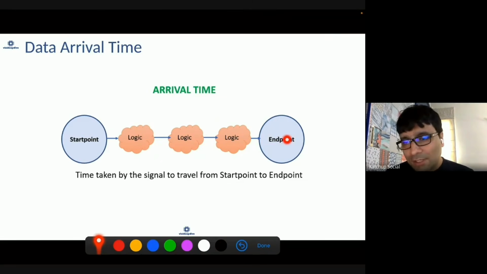And by the time data comes here to the endpoint, there'll be some delay. So all this delay, which is taken by the signal to travel from the start point to the endpoint, is known as arrival time. Let's say it starts at 0, it encounters some delay here, some delay here, some delay here, and it arrives at a certain time. That is your arrival time.